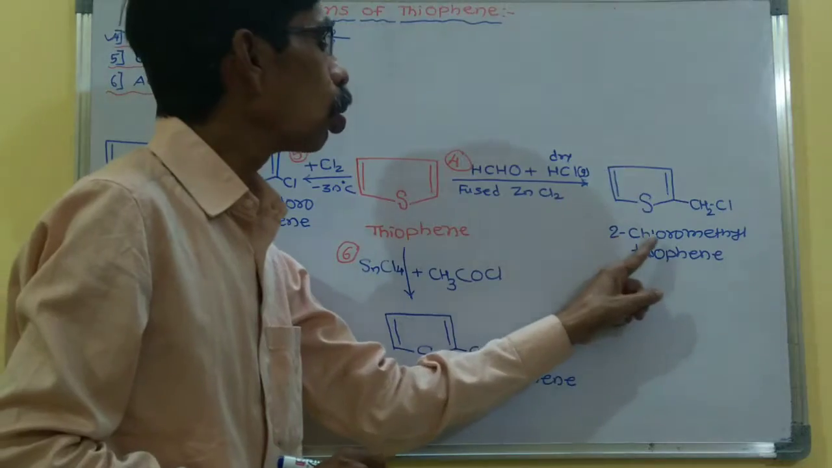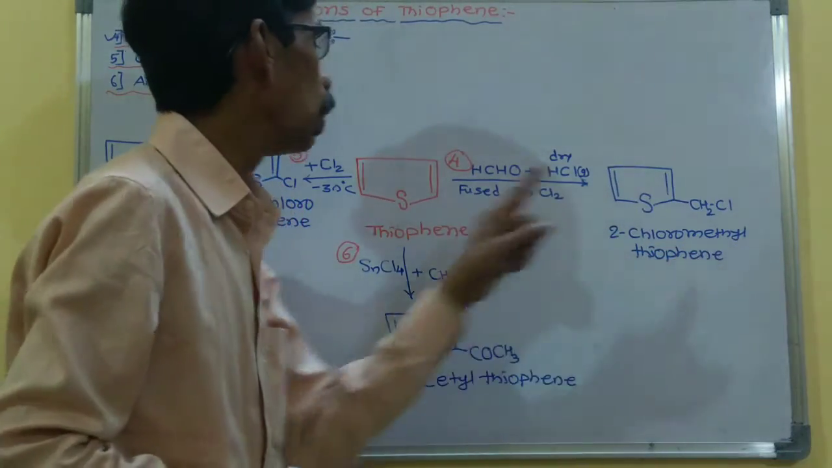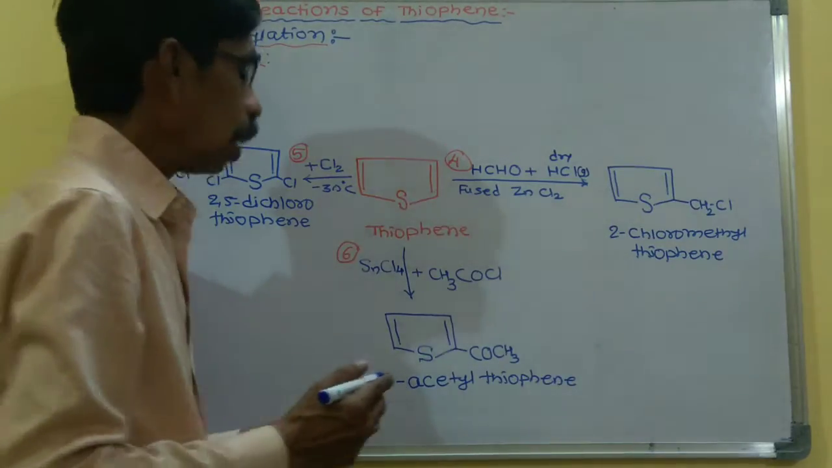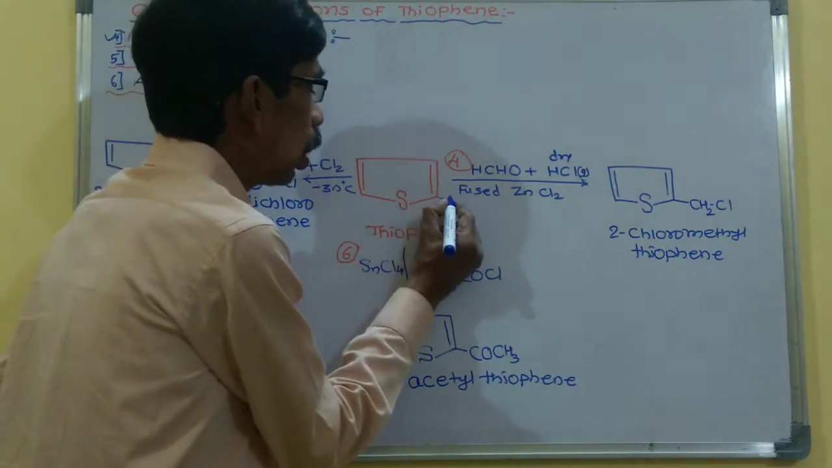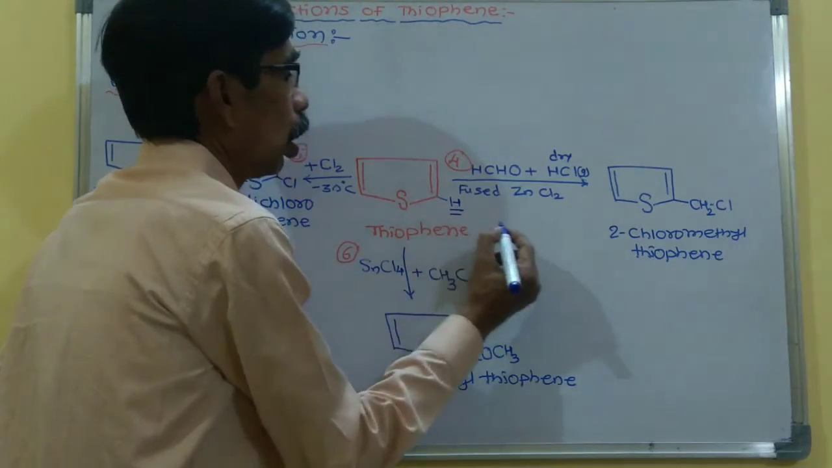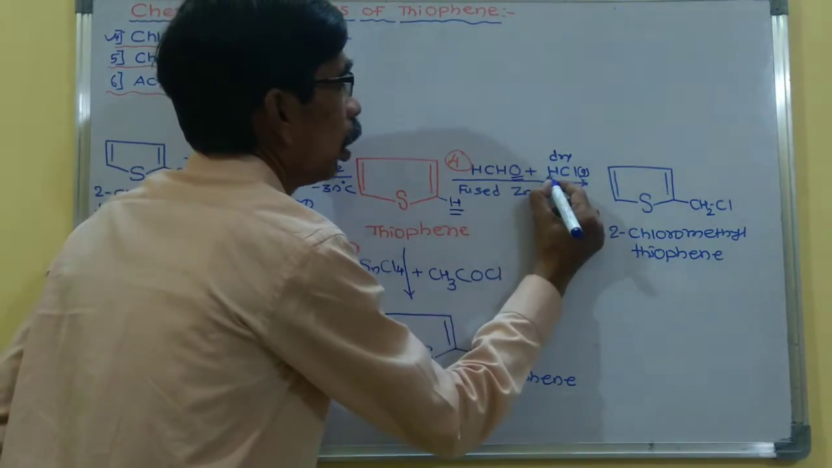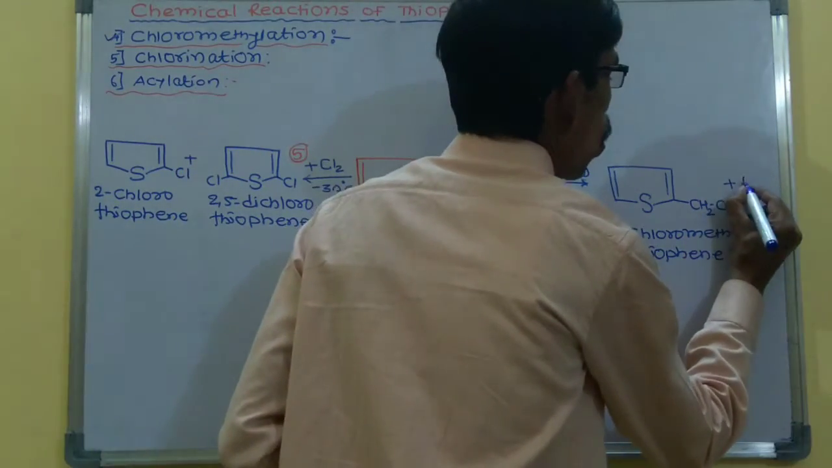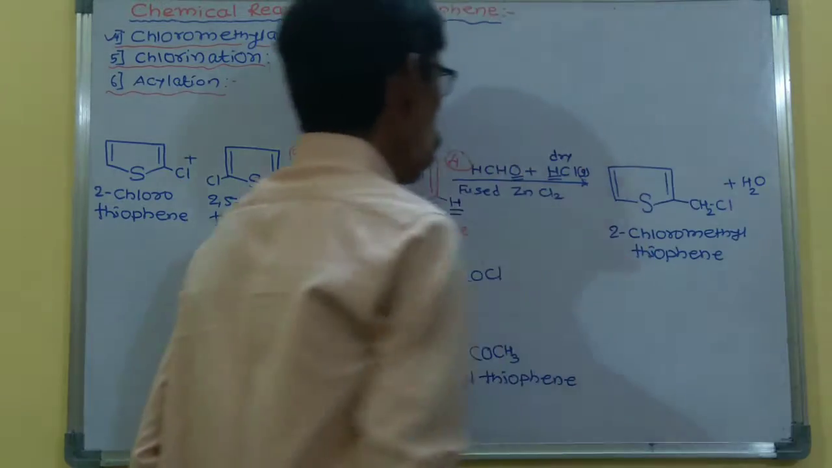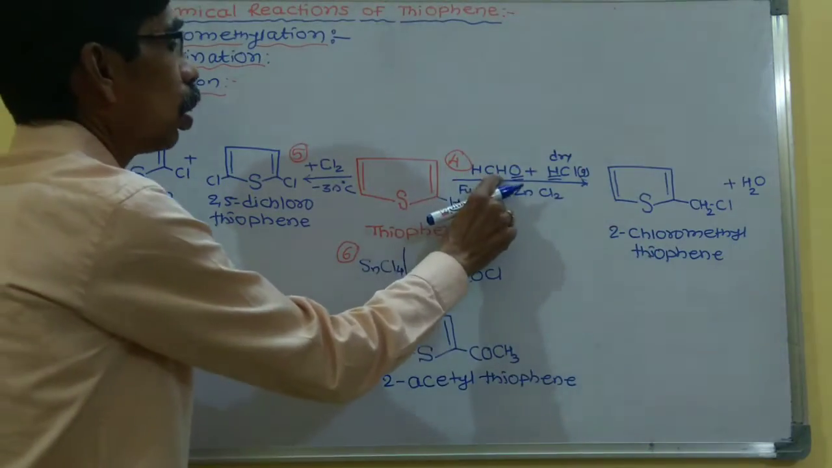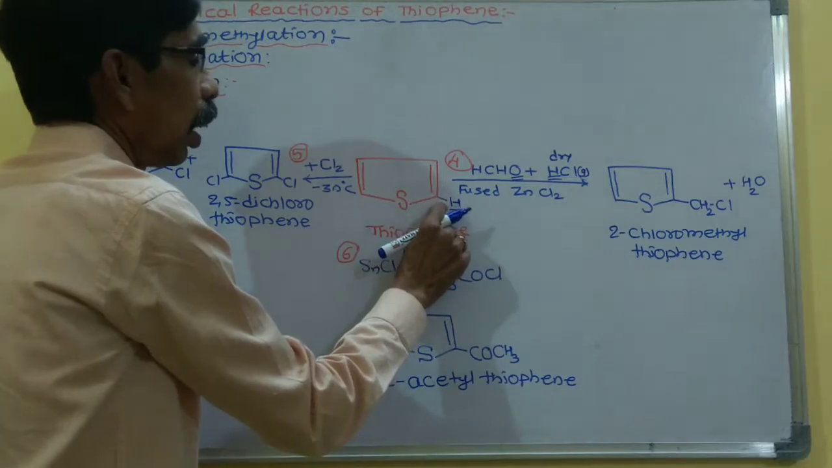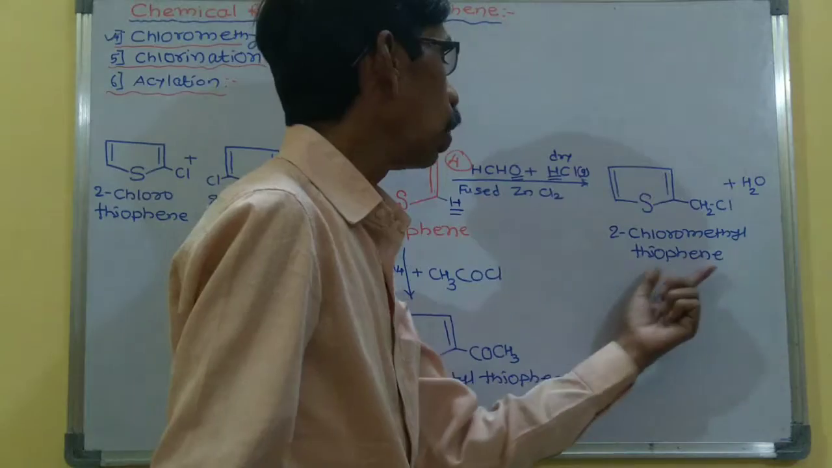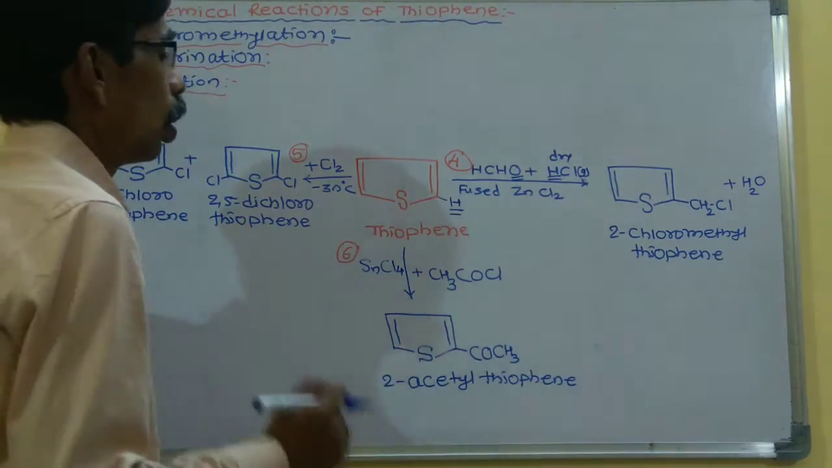It gives 2-chloromethylthiophene. In this reaction, from thiophene and formaldehyde, this H, this O, and this H combine and form a water molecule. So this CH2 and this Cl come in at the second position in place of H, and form 2-chloromethylthiophene.